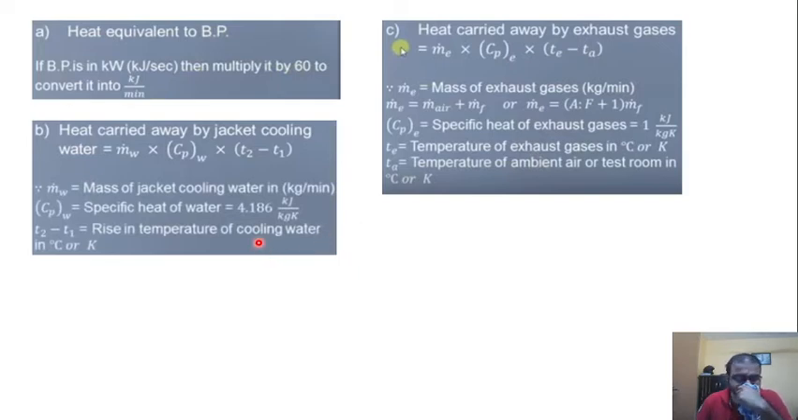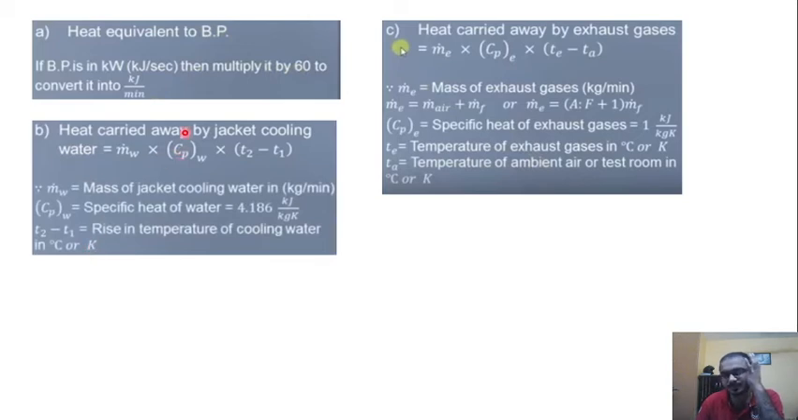Then the next is CPW, which is specific heat of water, which is given by 4.186 kilojoule per kg Kelvin, and T2 minus T1 is rise in the temperature of cooling water in degree Celsius or Kelvin. As it is a temperature difference, it doesn't make any difference which unit we are using, whether it is degree Celsius or Kelvin.